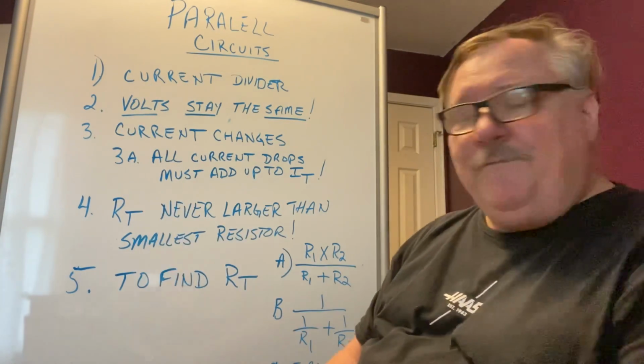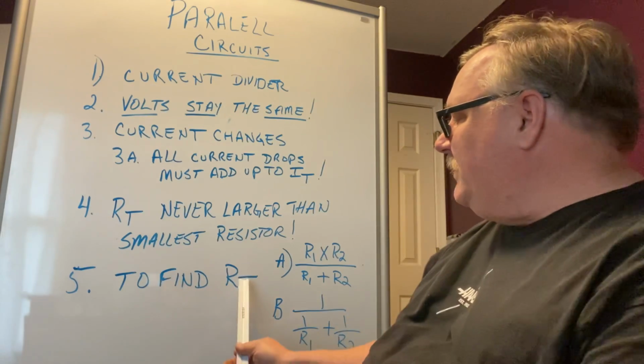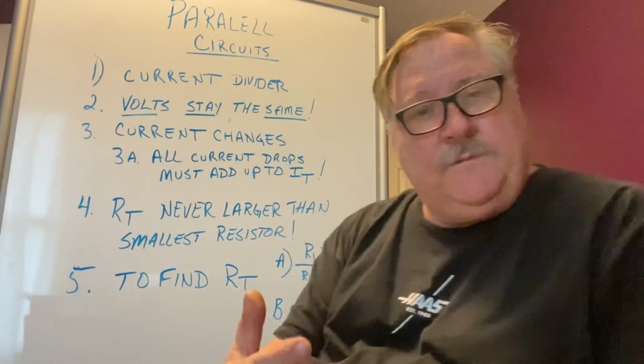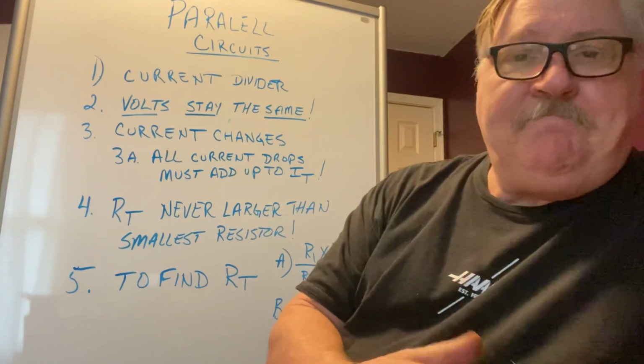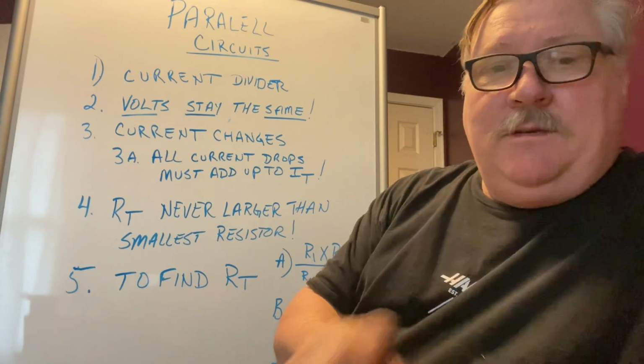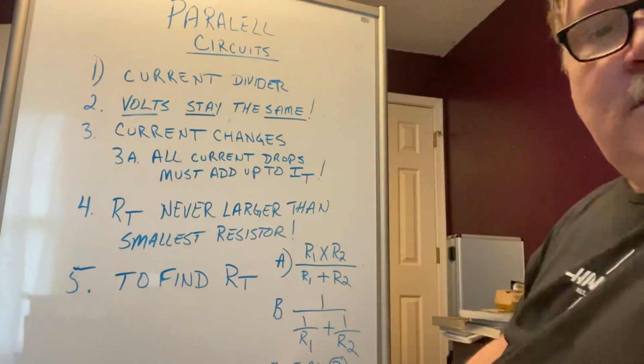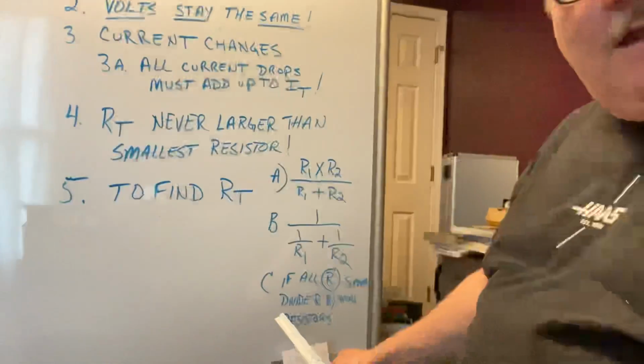Okay, so now number 5, to find your resistance total. There's a couple of different ways to do this. We're going to talk about C here. Ooh, you guys can't see that. Let me bring that down here.